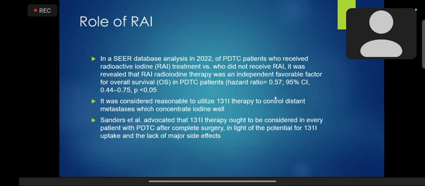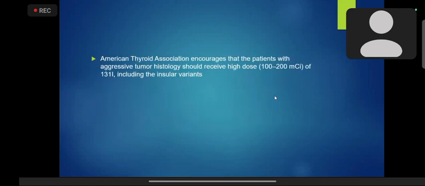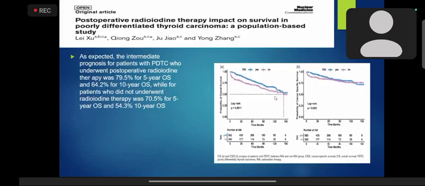Another study, Sanders et al., also advocated that iodine 131 therapy ought to be considered in every poorly differentiated thyroid cancer after complete surgery. Although there are some side effects of radioactive iodine, it is justifiable. The American Thyroid Association encourages that aggressive histology should receive 100 to 200 millicurie of iodine 131, including insular variants.